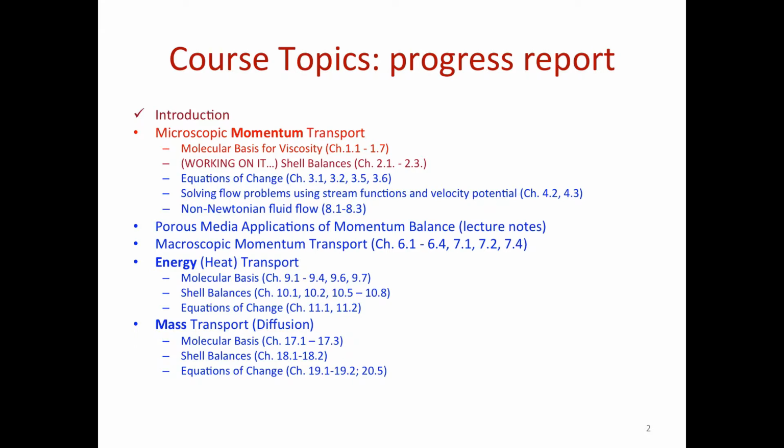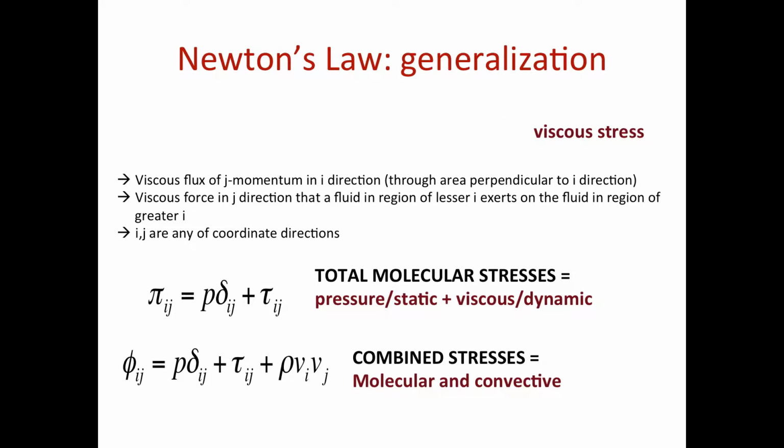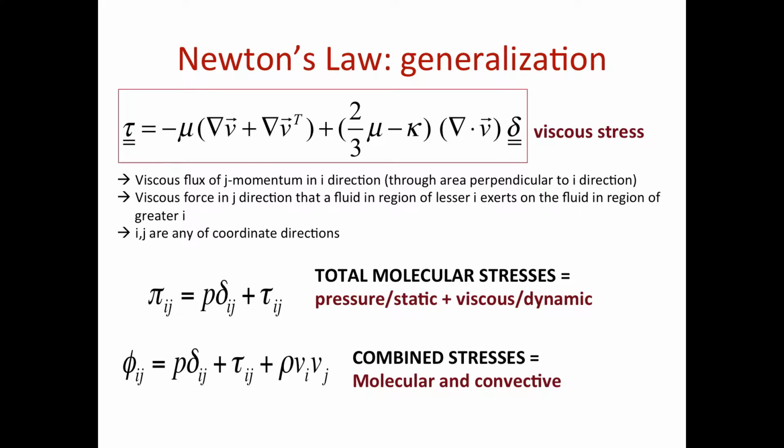And one of the key concepts in generalizing these stresses was generalizing Newton's law to the most general 3D situation. So for that, we defined a stress tensor, tau, which is minus mu times the gradient of velocity, velocity being a vector. The gradient of velocity is a tensor itself, and it has 9 components, plus the transpose of that tensor, and plus some general coefficient times the divergence of V.